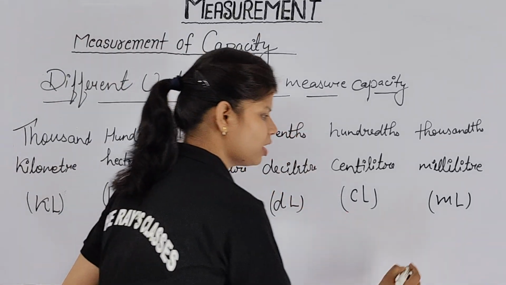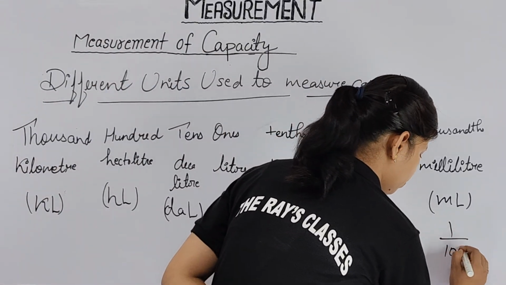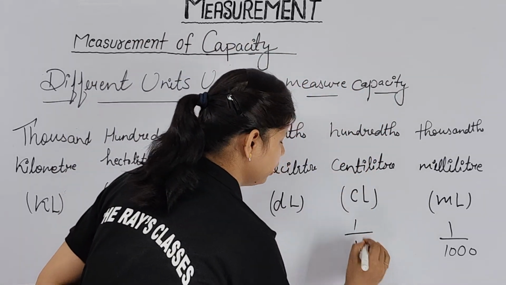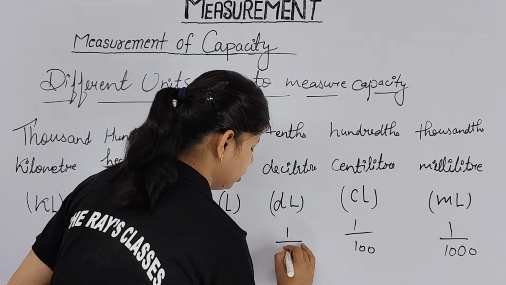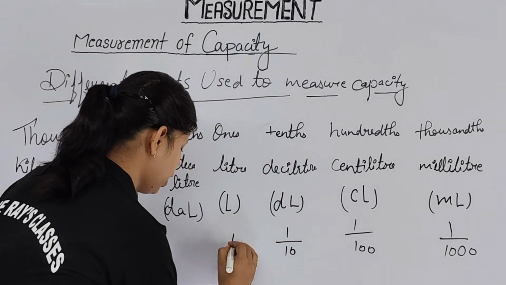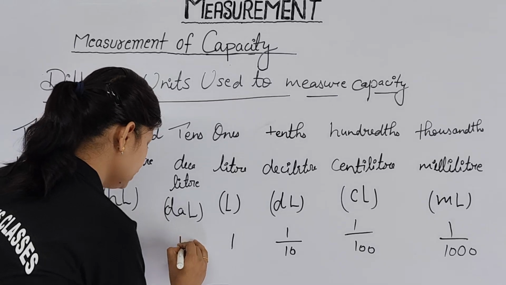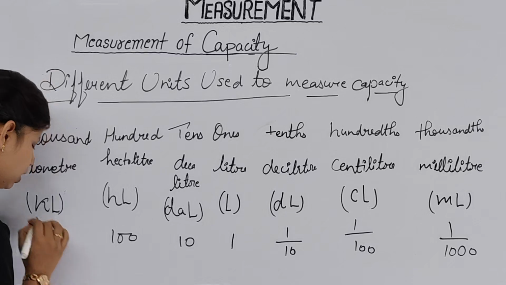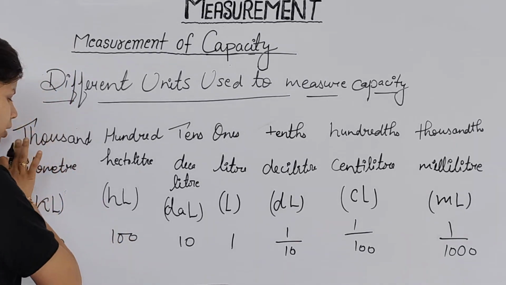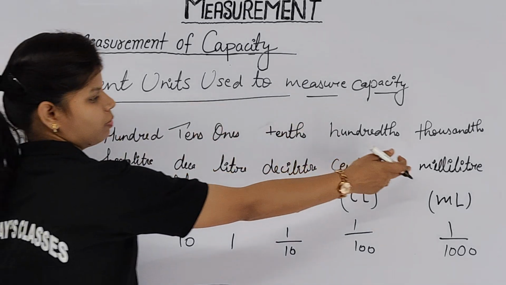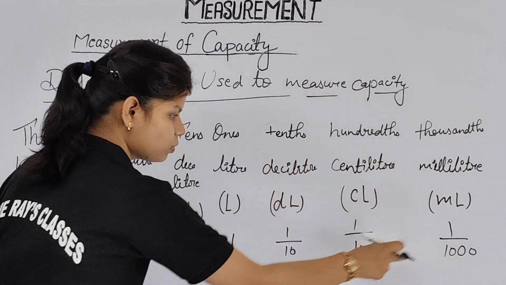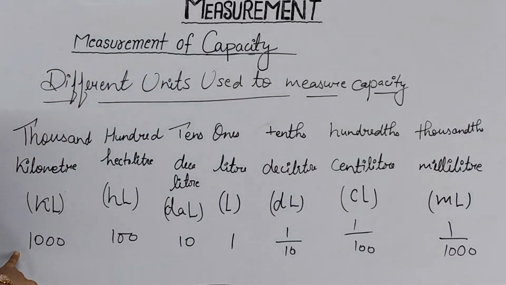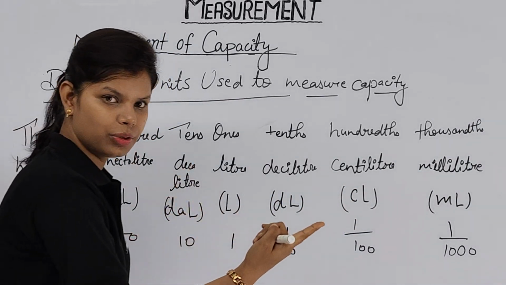When we have the thousandth part, we represent it as 1 upon 1000. When we have the hundredth part, we represent 1 upon 100. Again when we have the tenth, 1 upon 10. Then 1, then 10, 100, and for 1000 we have 1000. When you are converting smaller to the bigger, this will be your smaller, this will be your bigger. Can you guess which operation you are going to use here?